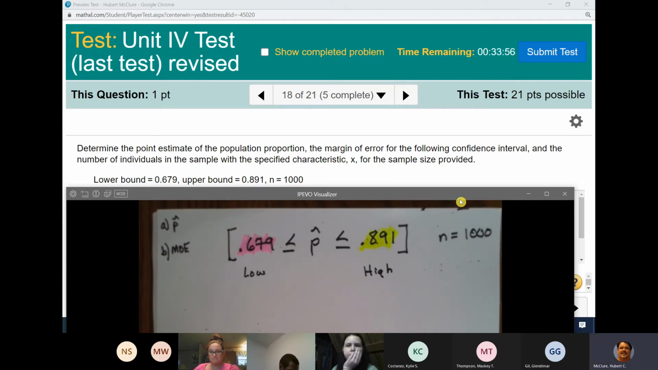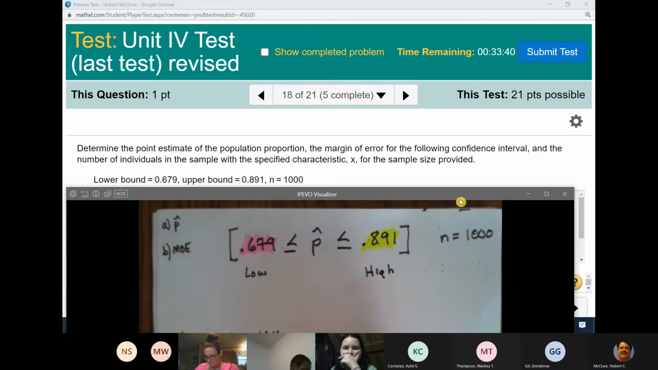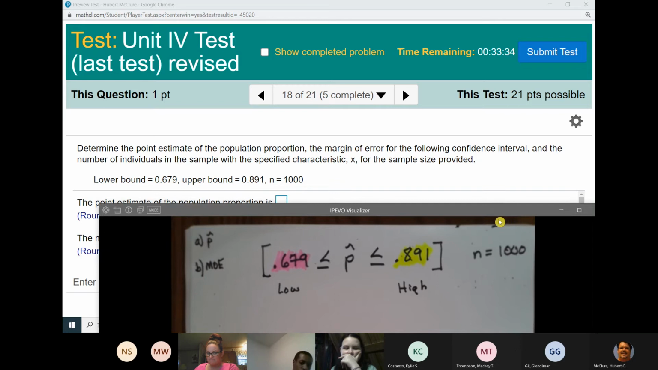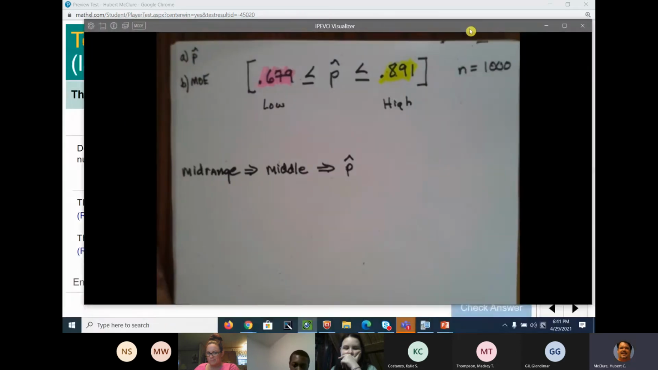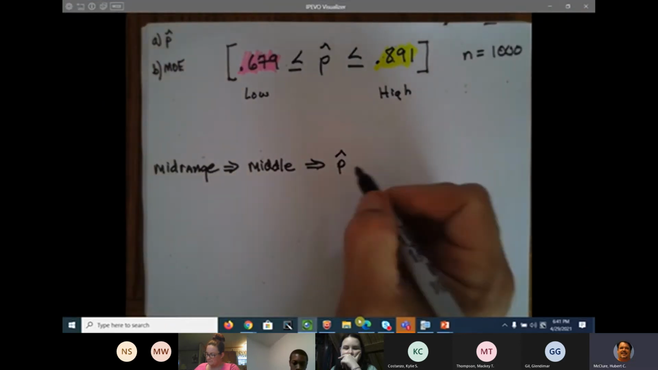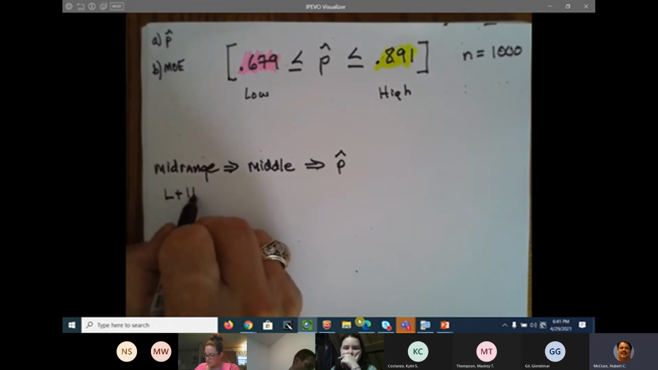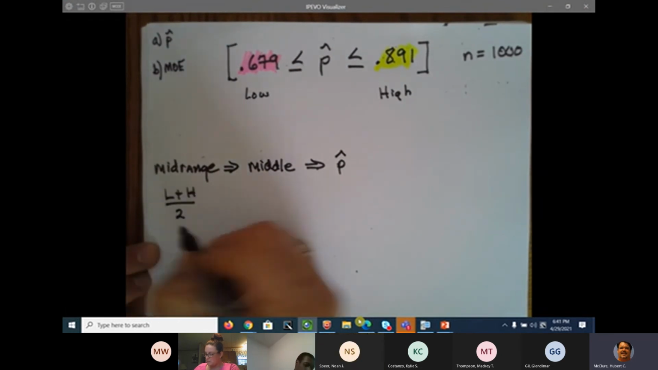It's not called the middle, it's called the mid what? Range. Midrange. So what's the formula for the midrange? High plus low. That's right, divided by 2. Midrange is equal to the middle. In this case, it's equal to P hat. Oops, hold on. So the midrange is low plus high divided by 2.